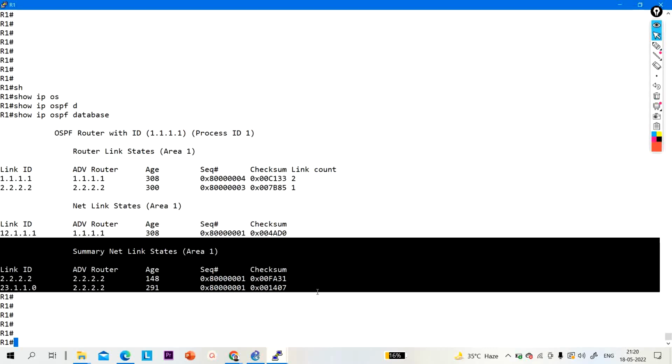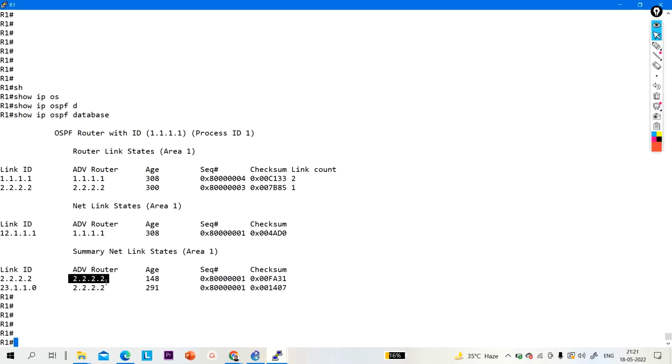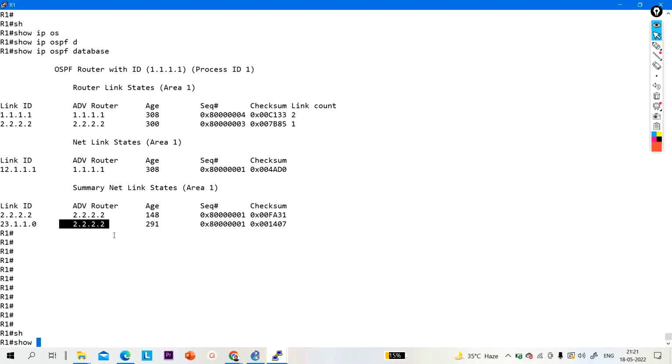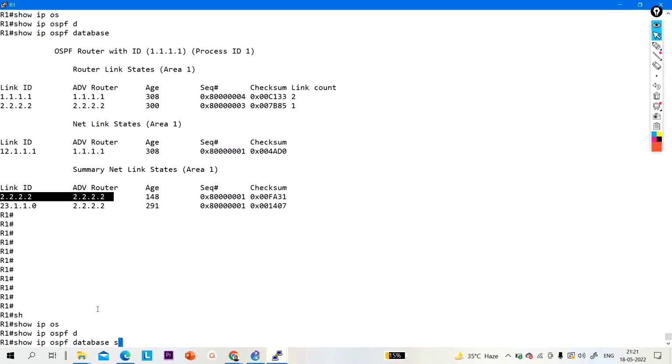Who is generating this LSA? ABR. See the advertising router ID. Advertising router ID means who is advertising this LSA? 2.2.2.2 means 2.2.2.2 is my ABR. And generally, router LSA is LSA 1, network LSA is LSA 2, summary LSA is LSA 3. Let me open this LSA in detail. So show ip ospf database summary.